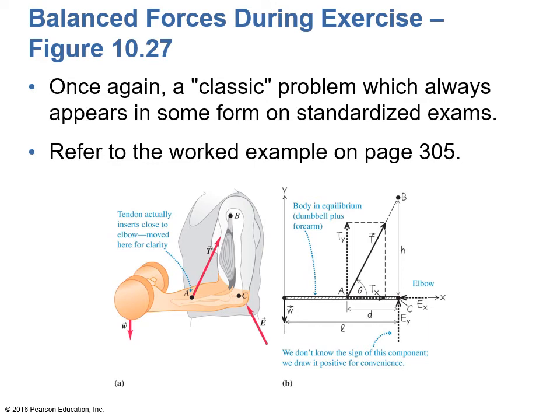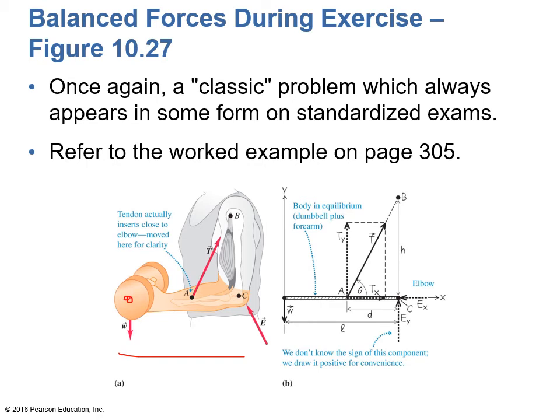Figure 10.7 shows another classic problem, an actual application of physics to biomechanics. So we're going to look at what happens when a person lifts a weight in doing a bicep curl. So when we go to diagram A, we'll see the realistic depiction of a human arm with a weight here.